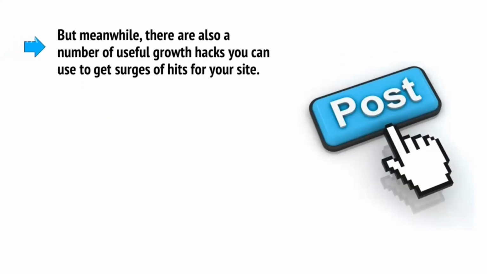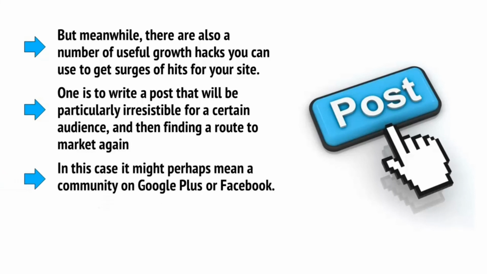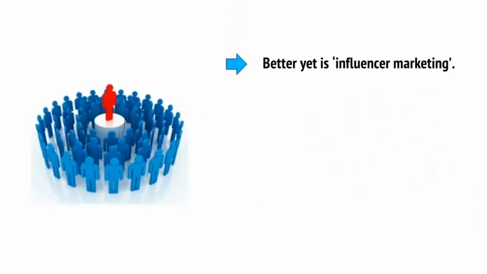But meanwhile, there are also a number of useful growth hacks you can use to get surges of hits for your site. One is to write a post that will be particularly irresistible for a certain audience, and then finding a route to market again. In this case, it might perhaps mean a community on Google Plus or Facebook. Post there, and if you're fortunate, this can lead to hundreds of thousands of hits overnight. Better yet is influencer marketing.